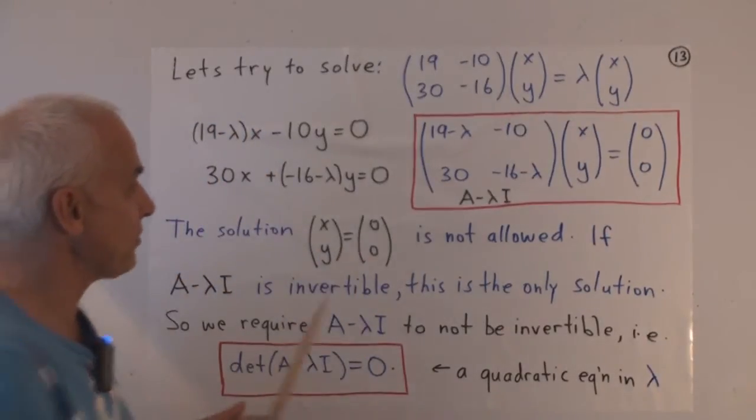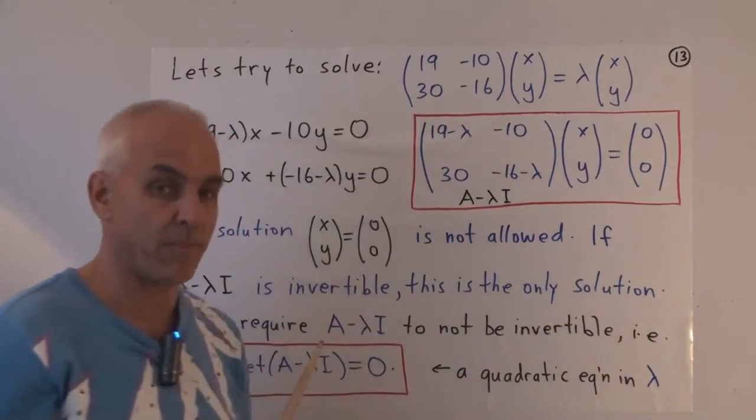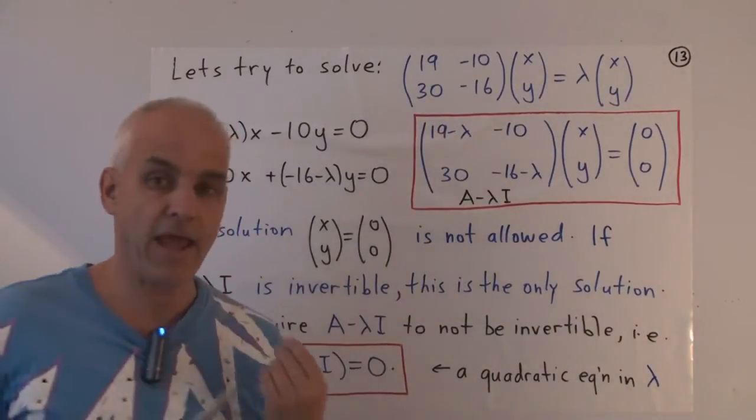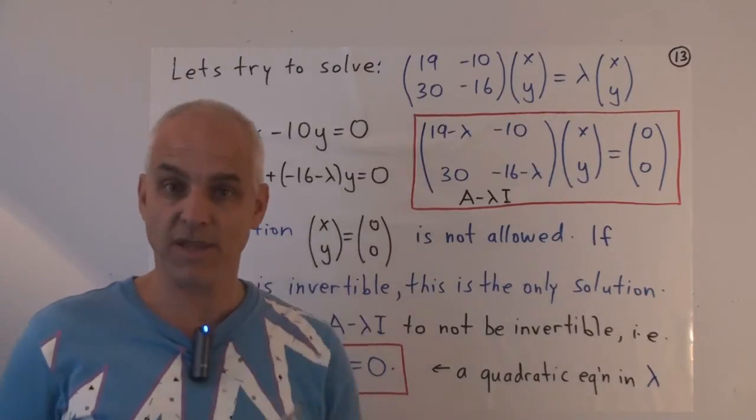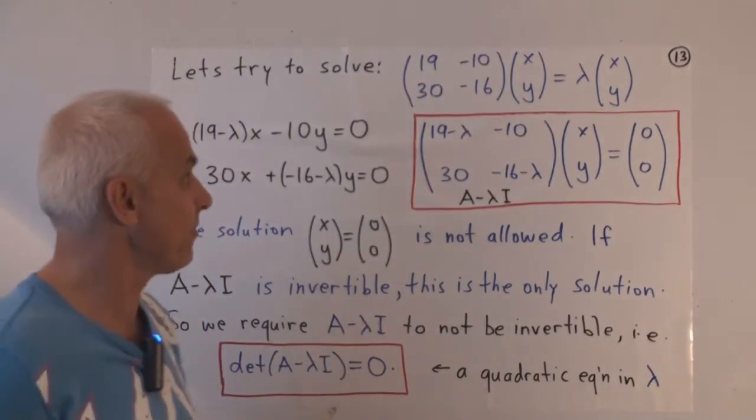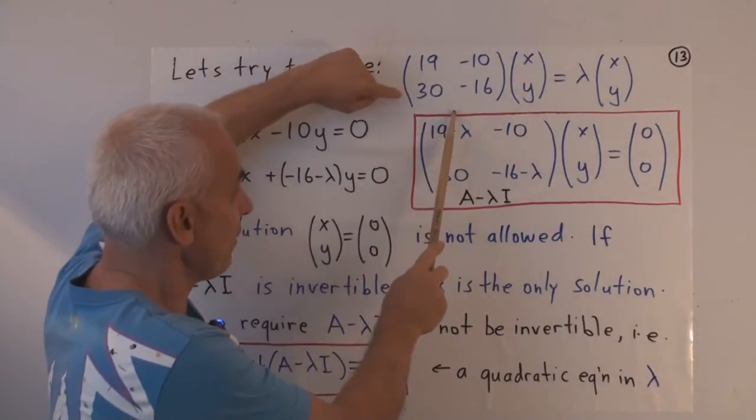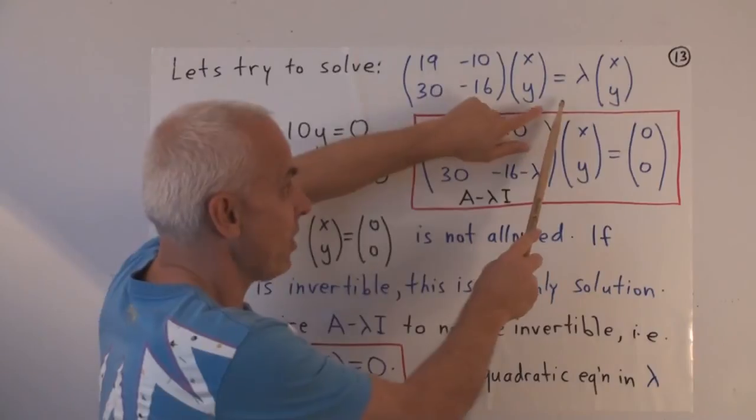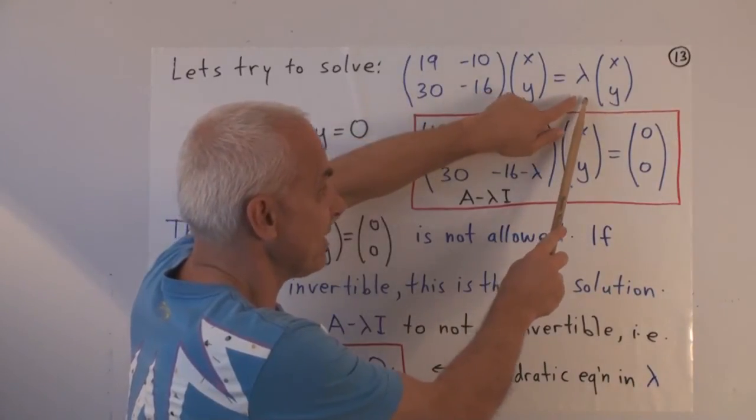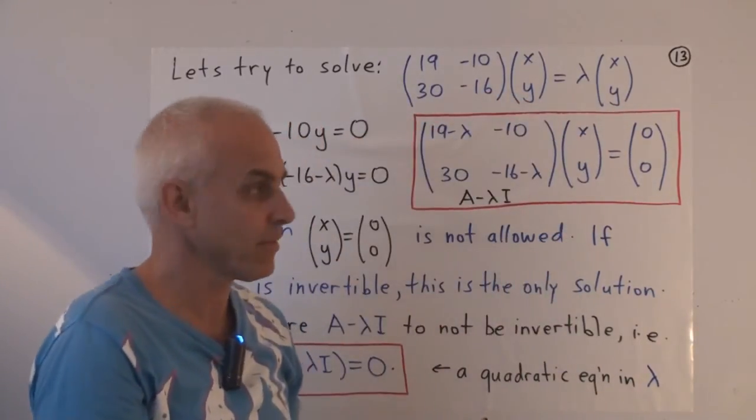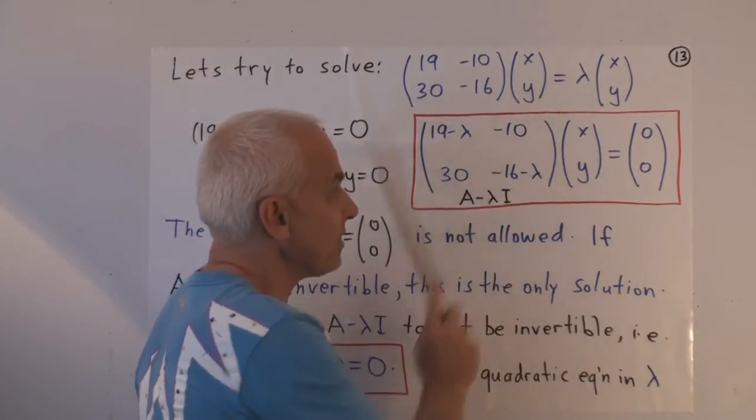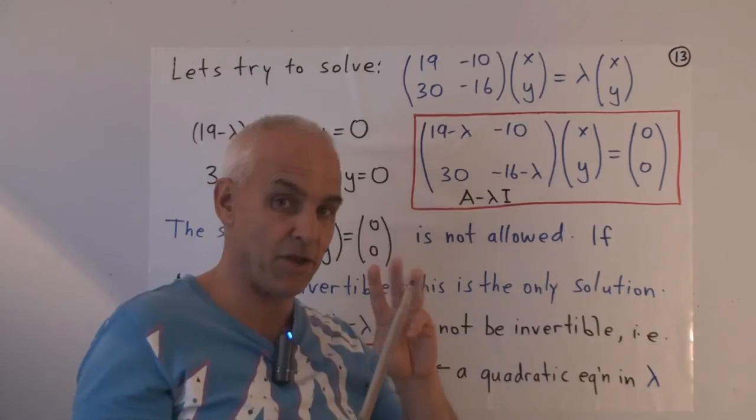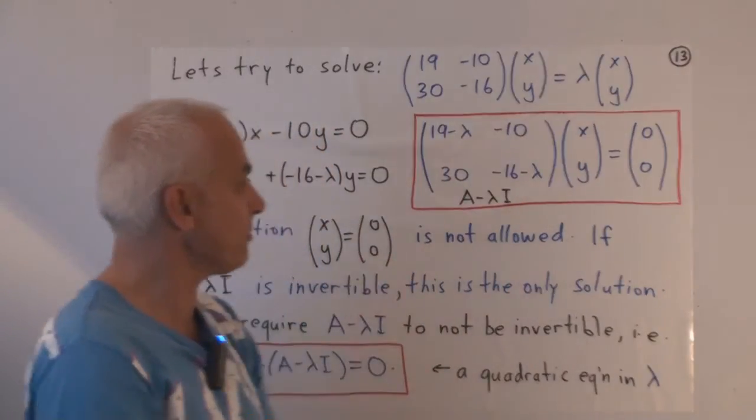So let's return to the matrix A that we've been considering in that last example. There it is: 19, minus 10, 30, minus 16. We pretend we don't know what the eigenvectors are, and we want to find them. So here's the equation we need to solve: the matrix A times some vector V equals lambda times V. Not only do we not know x and y, but we also don't know lambda. So we actually have 3 unknowns floating around in this equation.